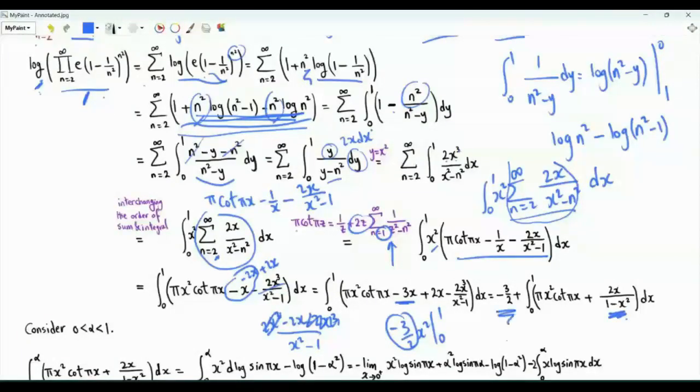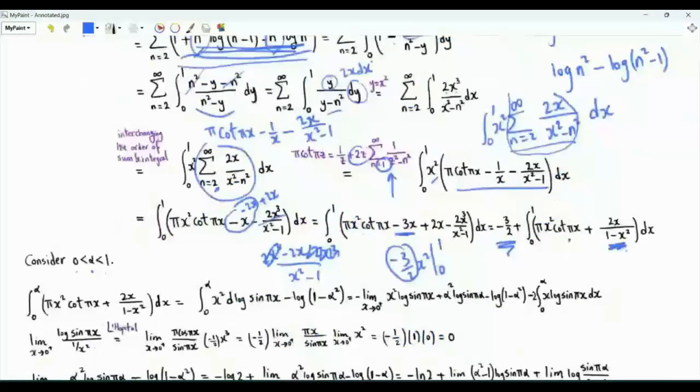The logarithm of the infinite product is minus 3 over 2 plus the integral over x from 0 to 1 of 2x over (1 minus x squared) plus pi x squared cotangent pi x. Let's focus on this integral. Suppose that we have alpha in the open interval between 0 and 1. We have this integrand, and we are integrating from 0 to alpha. We later take the limit as alpha approaches 1 from below.